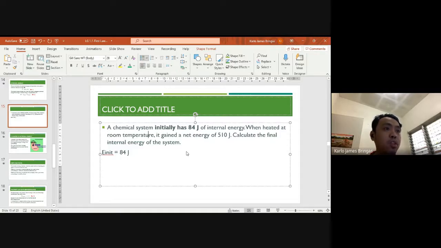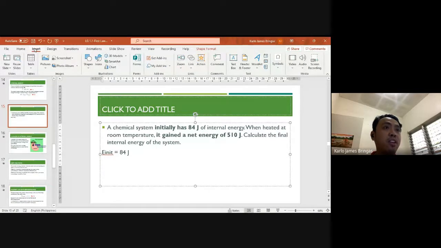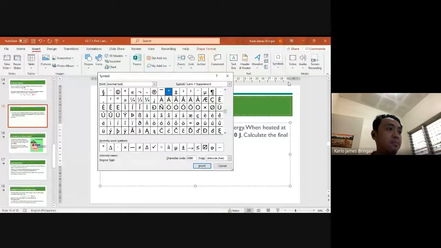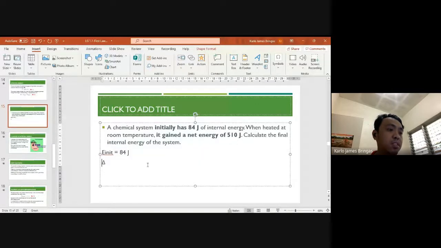And it also says here, when it was heated, it has already gained a net energy of 510 joule. So what this statement means, it gained a net energy of 510 joule. The 510 joule here represents our delta E. So let me type it in now. So the change in internal energy is 510 joule.